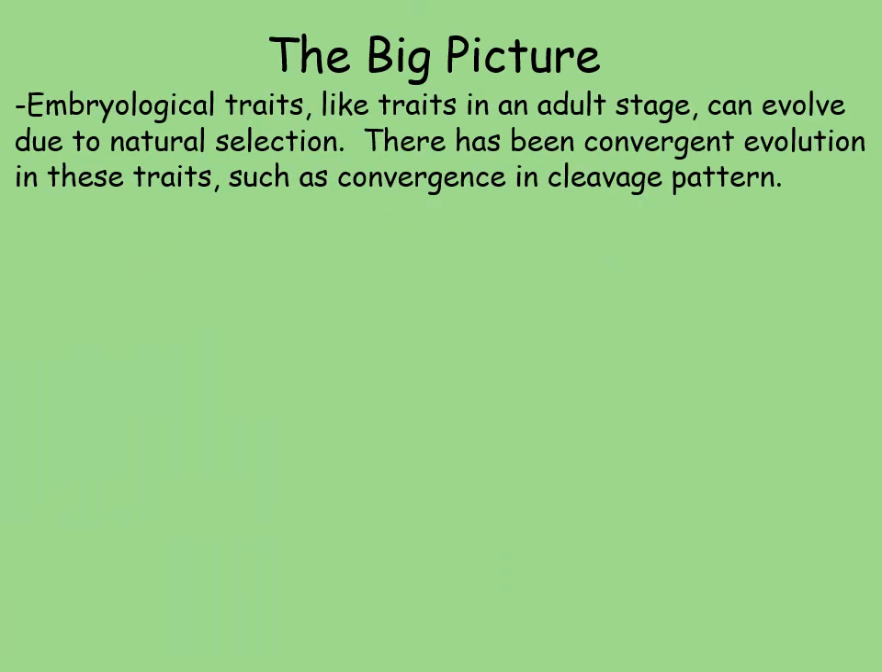But although embryological traits tend to evolve a little bit less than adult traits and a little bit slower, they can evolve. And like I showed you before with the example of the embryo of the squid versus the gar, the fish, there has been convergent evolution in embryological traits.